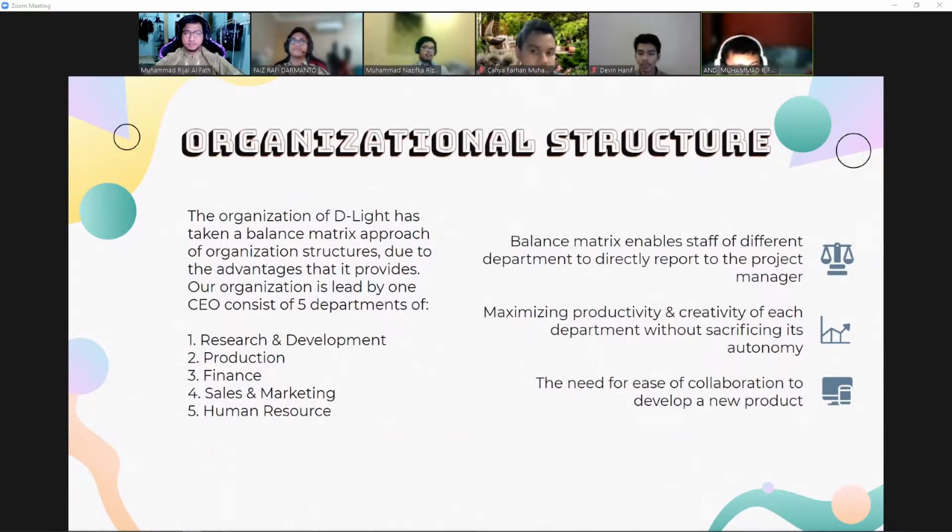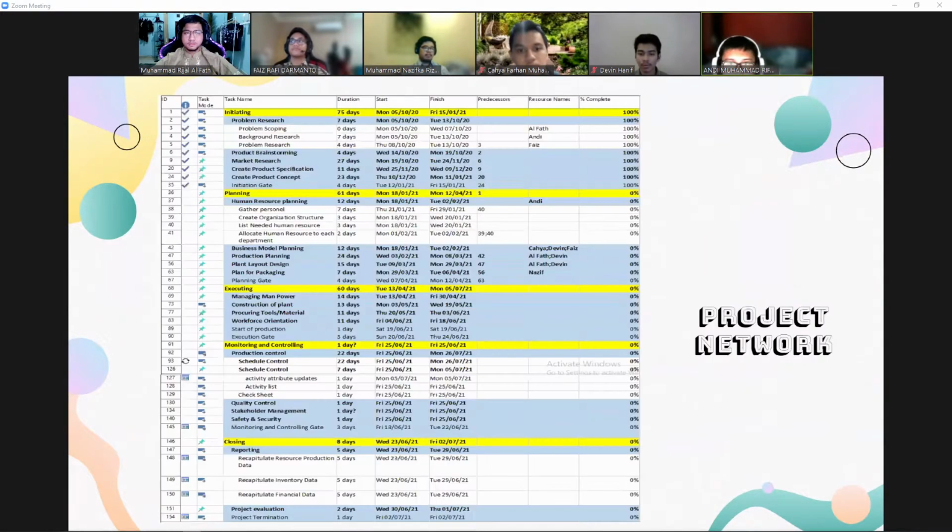Okay, next. Okay, so this is our project network. The project network displays the order in which project activities are to be completed. You can see the whole timeline of our project, and it also shows the person who is responsible for each activity. The project network gives us the gist of how many percent of the project has been completed, which can become an indicator to know if our project is progressing. Okay, next.